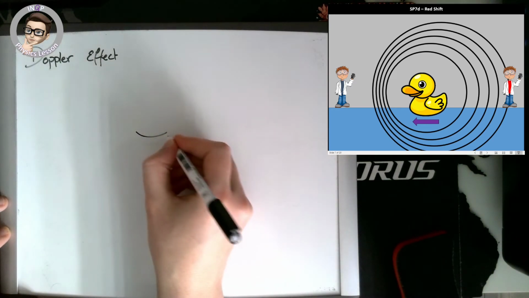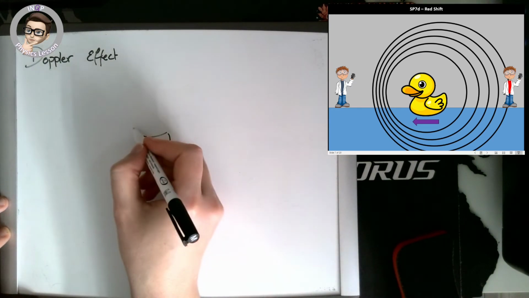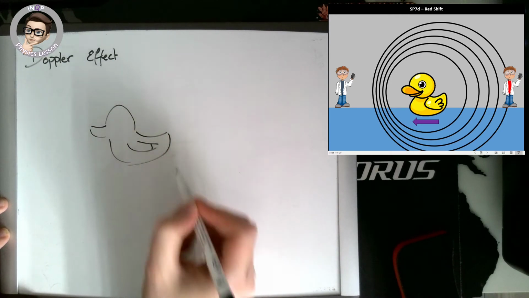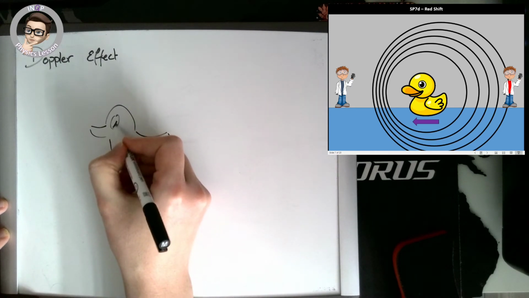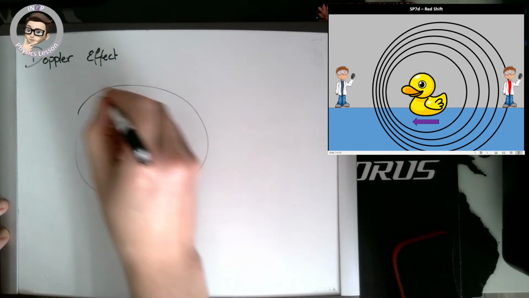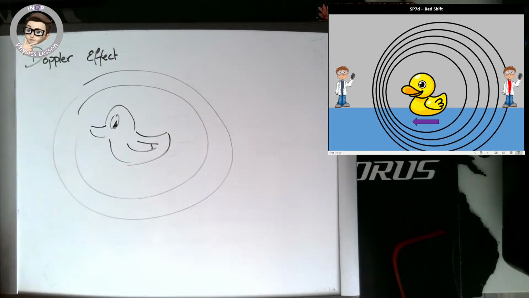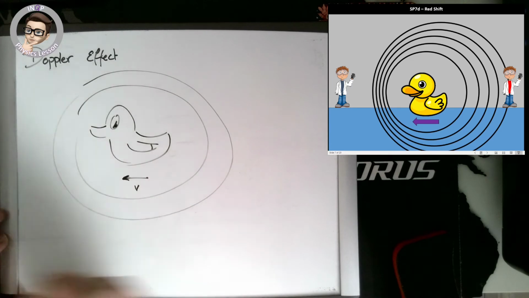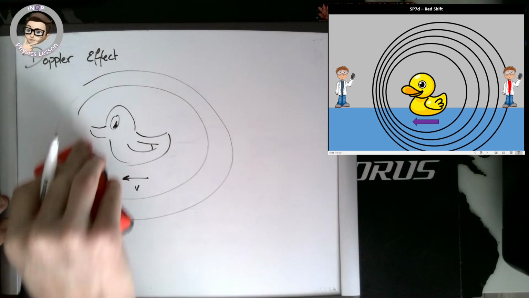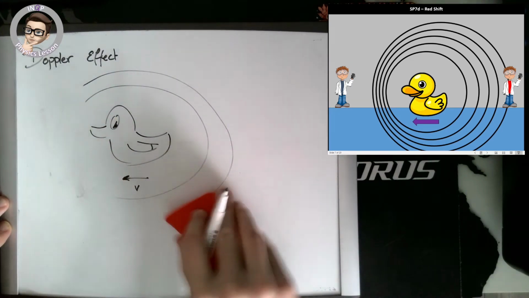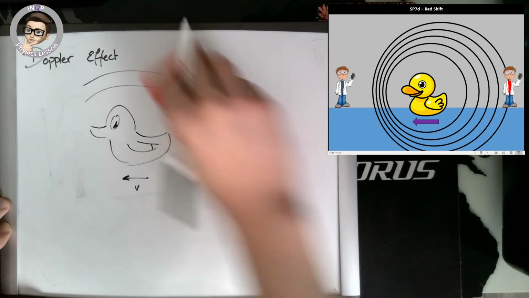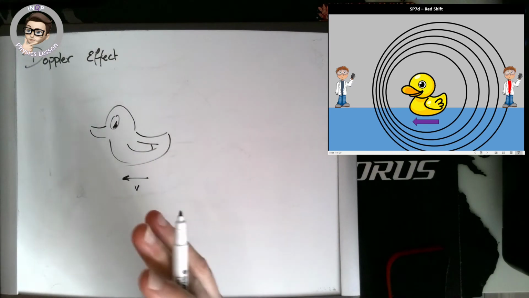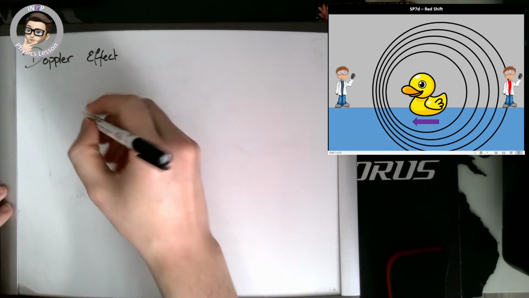So we'll go with a duck. Why not? So there's my duck. Okay, so the duck, when it's emitting his waves, sound waves, when it quacks, they're all going to be concentric. But as that duck starts to move, the waves at the front are going to be squashed, and the waves at the back are going to be stretched. Hence we could hear the car have that apparent change in its frequency as it passed us.